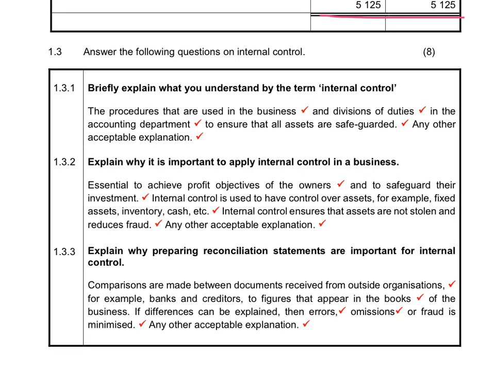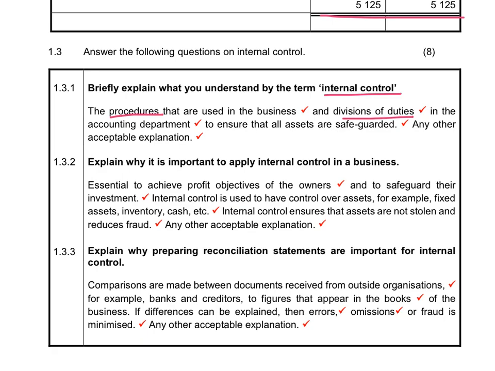Briefly explain what you understand by the term internal control. That's all the procedures, methods that we use in the business. That will be a division of duties so that the same person doesn't receive the money, write out a receipt, deposit the money, buy the new stock, receive the stock, pay the stock. So there must be a division of duties.